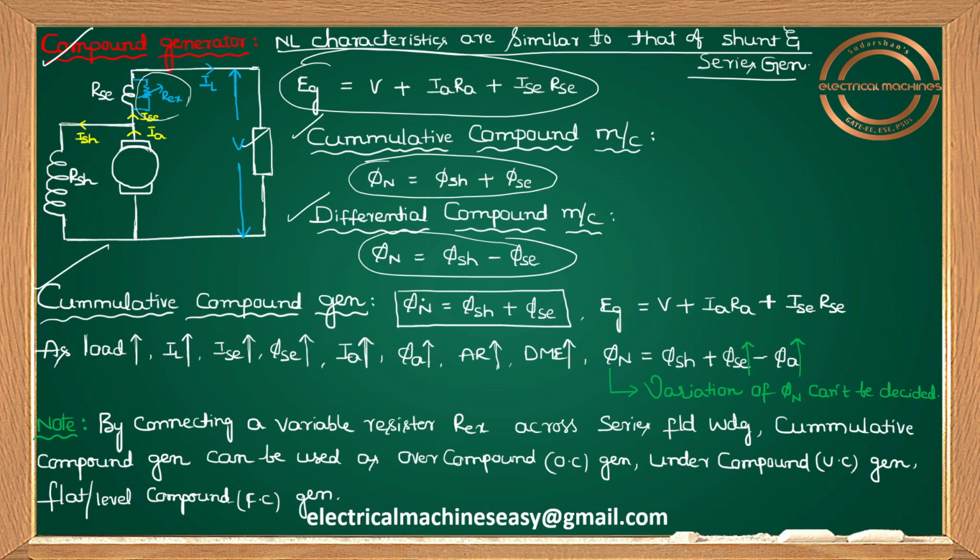draw the external characteristics for a cumulative compound generator. We'll see. I told you in a cumulative compound generator, total main flux equals shunt flux plus series flux, and E equals V plus Ia Ra plus Isc Rsc. This relation, that is okay.